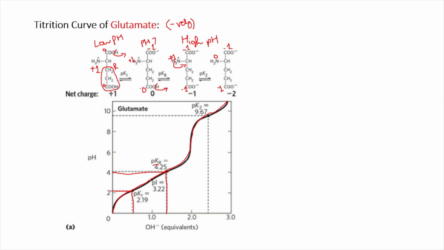Now as you can see, pKr is intermediate between pK1 and pK2. So pKr lies more or less at the midpoint of pK1 plus pK2.